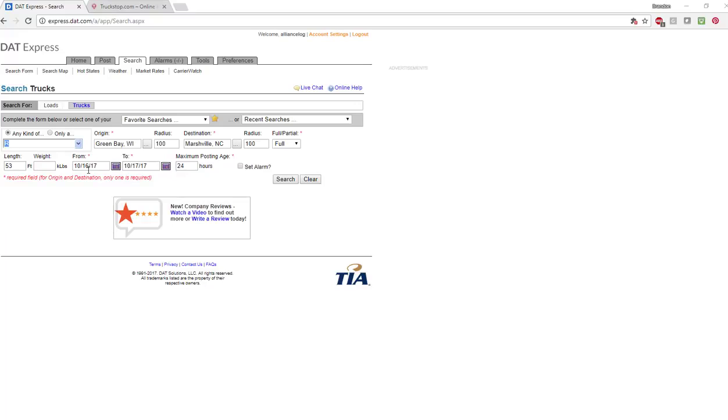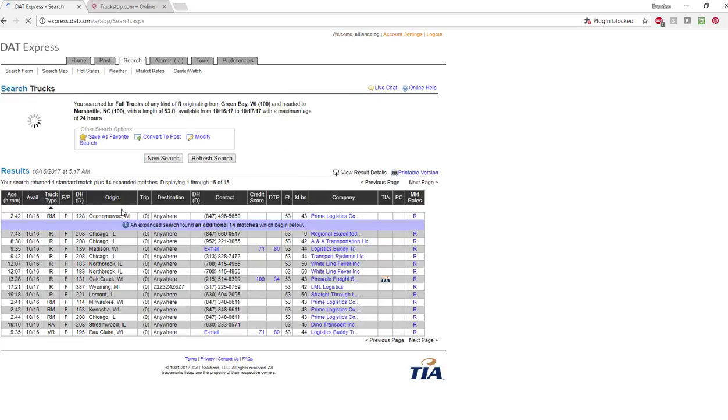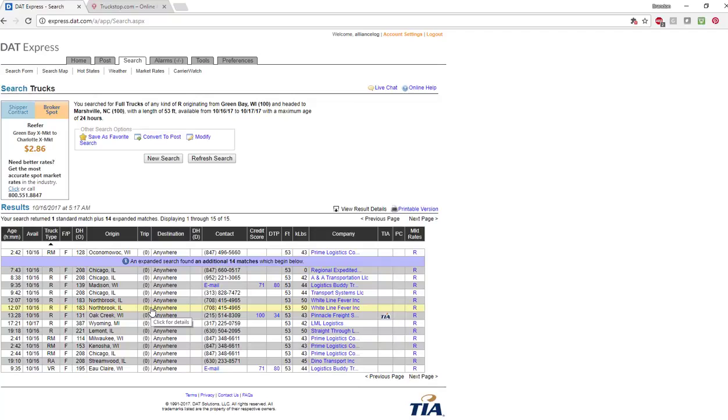We're going to do it from today to tomorrow, 1016 to 1017. Click search, and it's going to come up and show us what we have to choose from in that lane in DAT. And as you can see here, we don't have very many options. So that means the truck is going to have the power when it comes to negotiating in this lane, because he knows, just like you know, that you don't have a lot of options when it comes to trucks. So the price goes up.